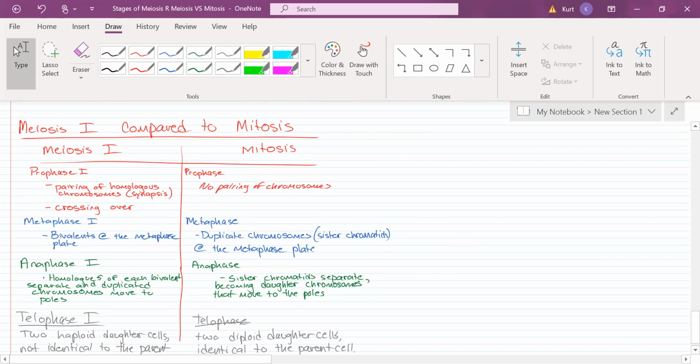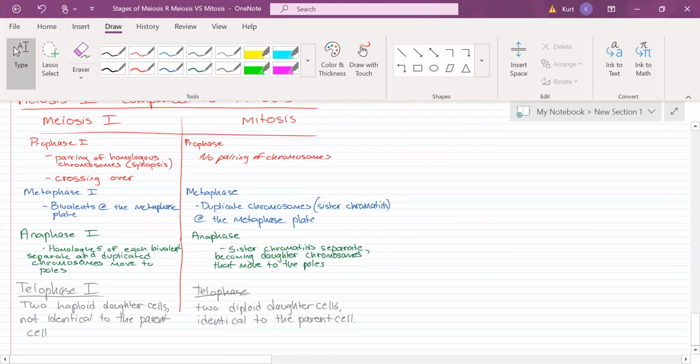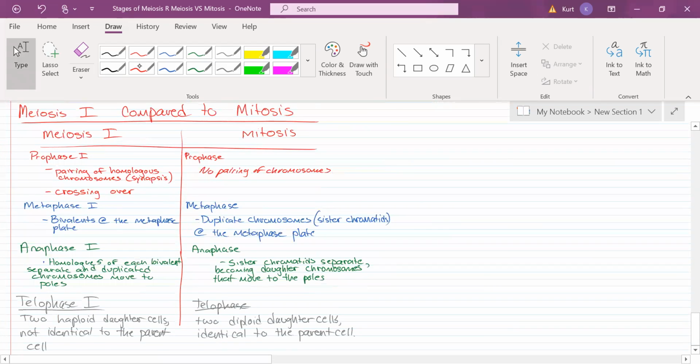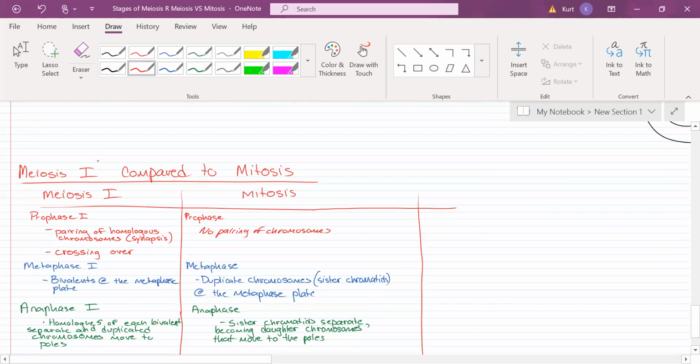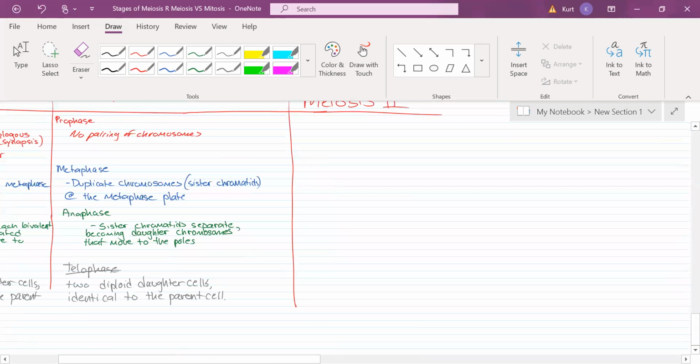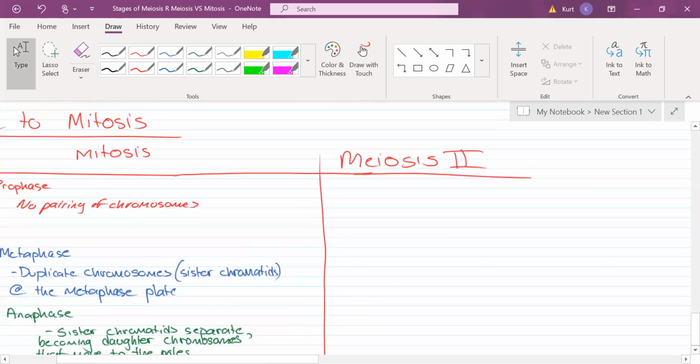Now, why don't we do this? How about this, guys? Let's make our lives just a little bit easier. Let's go ahead and throw in meiosis 2 in there. So let's say meiosis 1 and 2. And we'll put meiosis 2 over here so we don't have to rewrite everything with mitosis again, because that's what I was originally going to do. So let's do prophase 2. In prophase 2, there's no pairing of chromosomes.